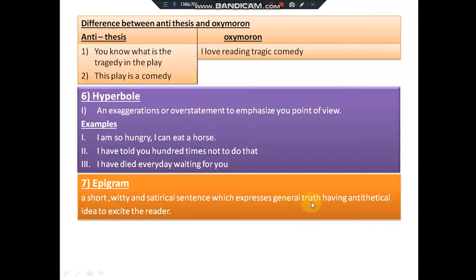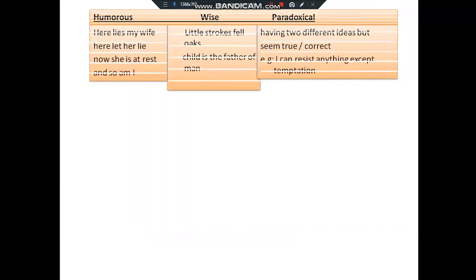But what is the difference? Both the statements are antithetical, means they are different, they are opposite to each other. Again I repeat that epigram means a short kind of sentence, but you accept the logic behind it. It seems quite true, but both the sentences are quite opposite to each other, and the purpose is to amuse the readers, to excite the readers.